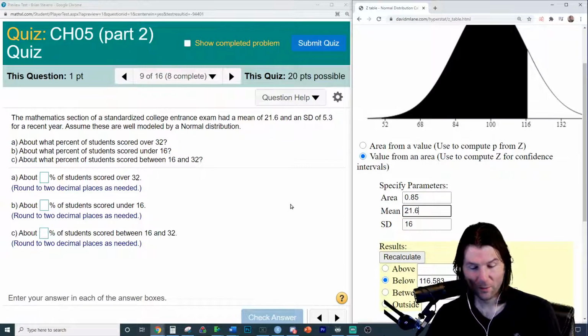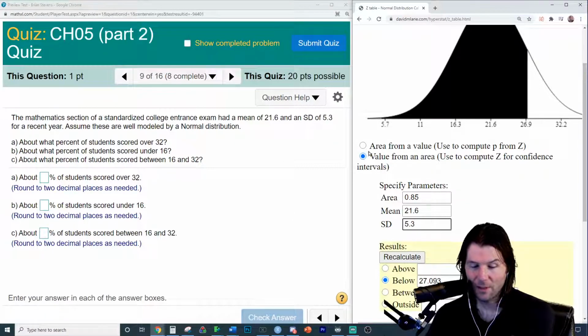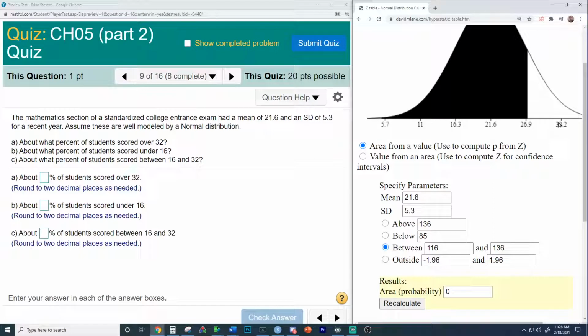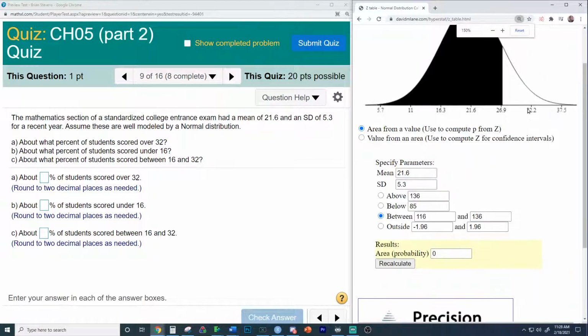And we do need to know these are normally distributed. Okay. Above 32. So 32 is right here. So this is one of those ones we can get a really good estimate on.